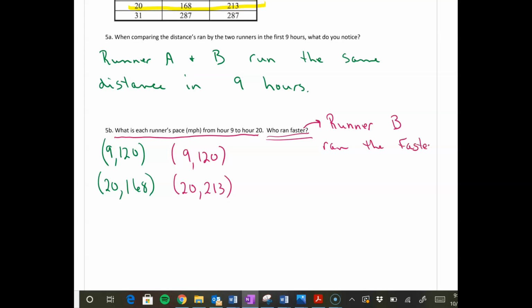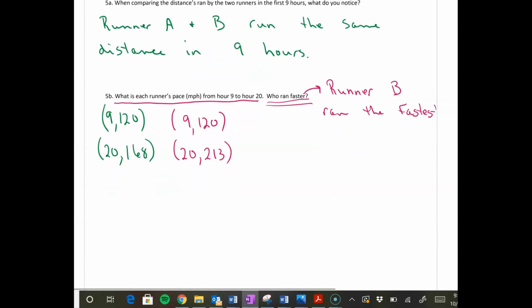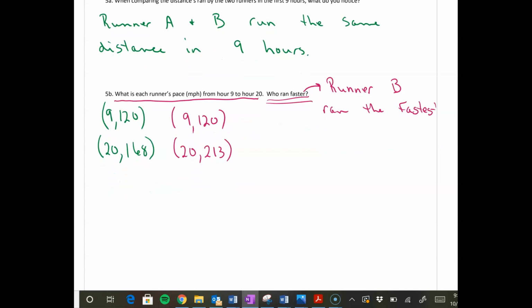Let's go ahead and answer that first question though. What is each runner's pace? The pace is miles per hour. So miles is the Y, that'll go on top. Hours is the denominator. Those are the X's, they'll go in the denominator. Let's stick with the same color for our different people. So runner A, I'll just take 168, subtract 120, and then I'll take 20 and subtract 9.